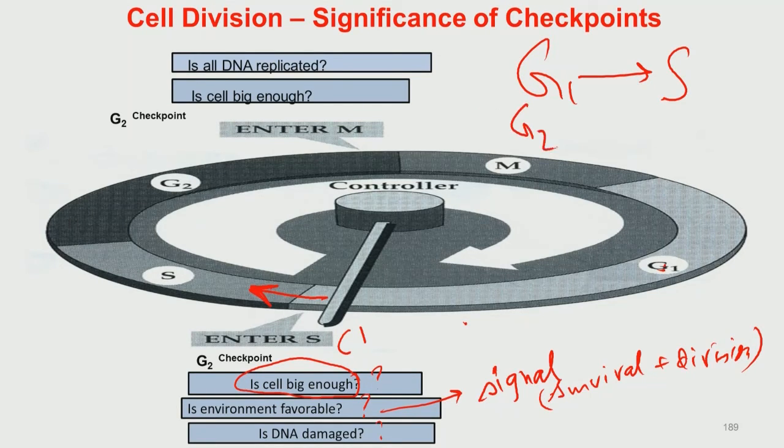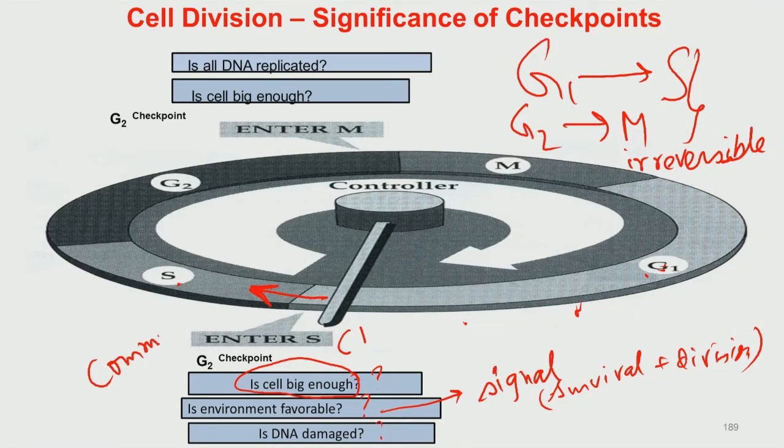Another thing that I must mention is that G1 to S, G2 to M, or S to G2, for that matter, are irreversible processes. Irreversible means once a cell goes from G1 to S, it cannot come back from S to G1. So, G1 to S is an irreversible phase. Similarly, when a cell goes from G2 to M, again it is an irreversible process, it cannot come back to G2. This is something called commitment. Commitment means once a cell goes from G1 to S, the cell is committed to the S phase, and this commitment cannot be reversed, it cannot come back to G1.